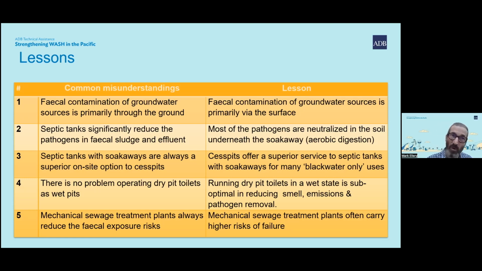Operating dry pit toilets in a wet pit state presents some operational challenges and can be addressed through the transition from a wet pit toilet in a dry state to a wet pit toilet operated as a cesspit. And finally, mechanical sewage systems are not always superior to passive systems. Mechanical systems present certain risks, and in some cases present higher risks than passive systems. Thank you very much.